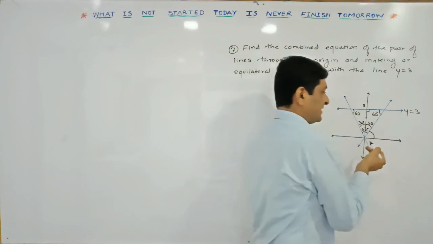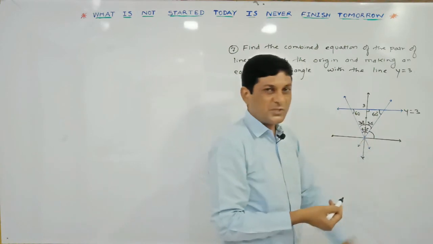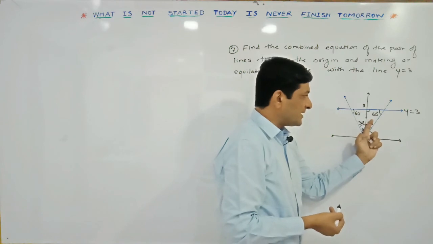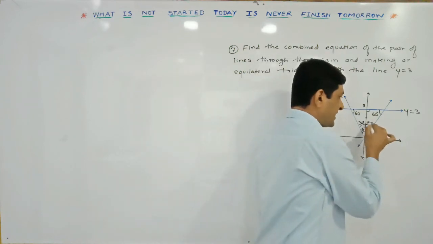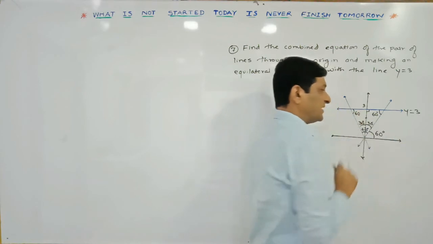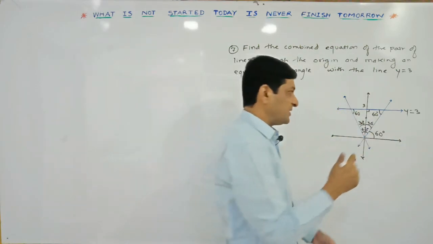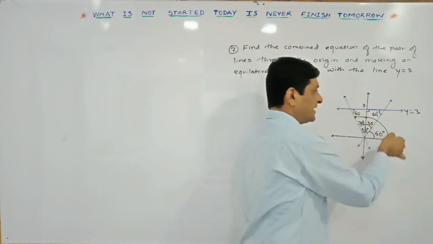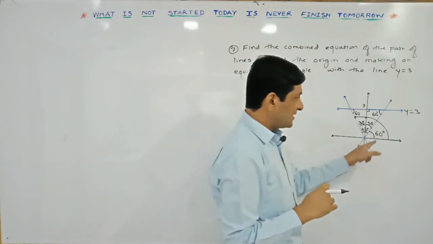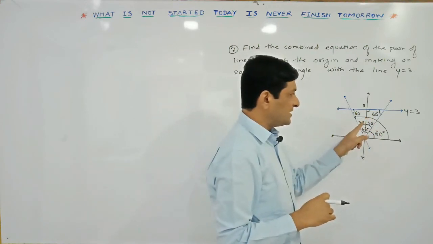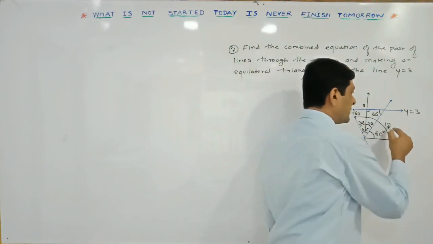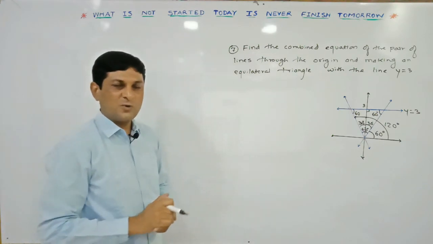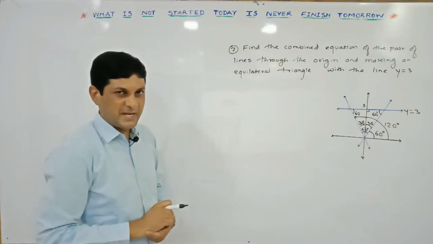Observe this first line. Inclination is the angle made by the line with the positive direction of the x-axis. This whole angle is 90 degrees. If we subtract this 30 degrees, because this part is 30 degrees, we get 60 degrees. So the inclination of the first line is 60 degrees. Now let us find the inclination of the second line, the angle made by the second line with the positive direction of the x-axis. Here this whole angle is 90 degrees. 90 plus 30 is equal to 120 degrees. Since the inclinations are known, we can find the slopes, the equations of the lines, and the required combined equation.